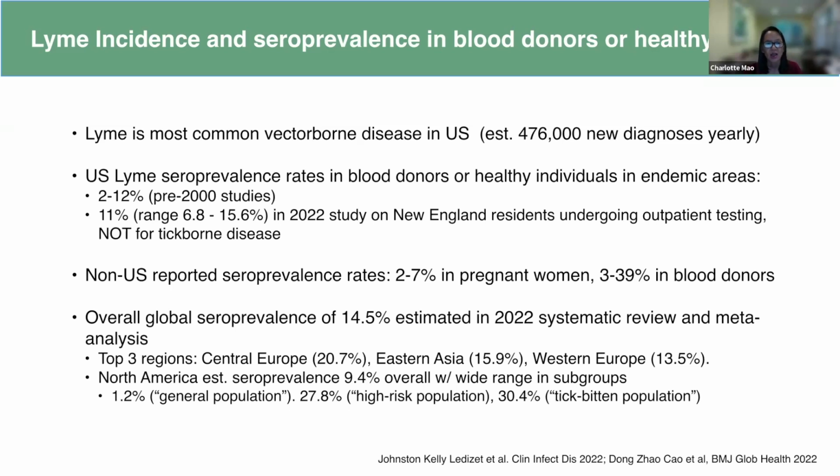In non-US studies, there's a wide range in reported seroprevalence rates, ranging from 2 to 7% in pregnant women, and in blood donors, anywhere from 3 to 39%. There is a recent systematic review and meta-analysis that estimated the overall global seroprevalence of Borrelia infection to be 14.5%. And although North America was not one of the top 3 regions of the world, there was an estimated seroprevalence overall of 9.4%, so sizable, with a wide range in subgroups, from as low as 1.2% in the general population to 28 to 30% in a high risk or tick-bitten population.